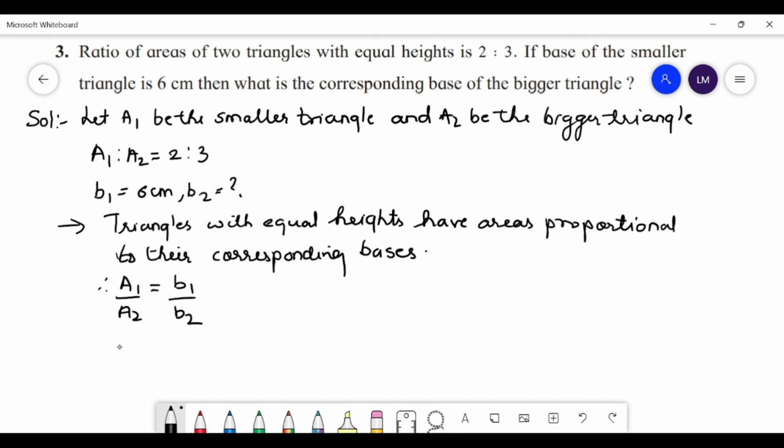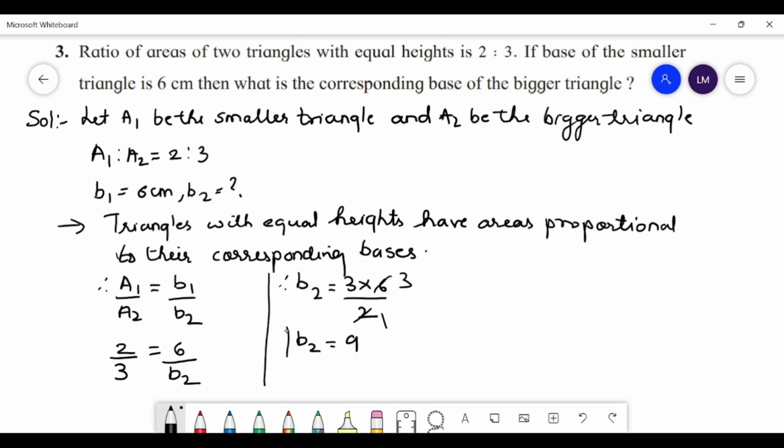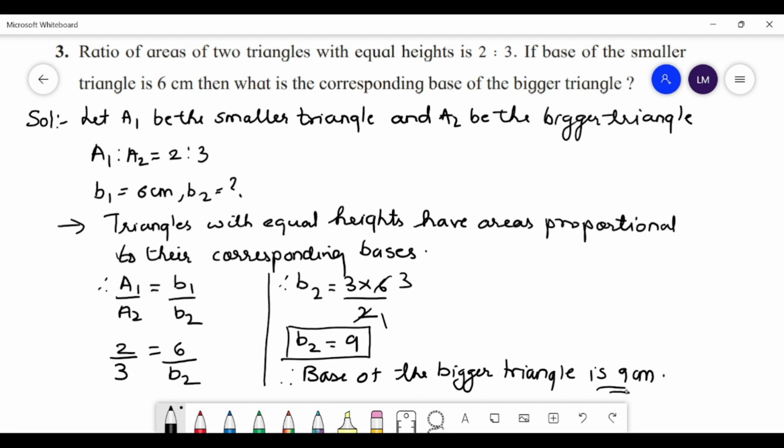So A1 upon A2 value we already know, that is 2 upon 3. The value for B1 is 6. So value for B2 we do not know, right? So we'll cross multiply. Therefore B2 is equal to 3 into 6 upon 2. Therefore 2 ones are 2, 2 threes are 6. B2 is equal to 3 threes are 9, right? So base of the bigger triangle is 9 centimeter.